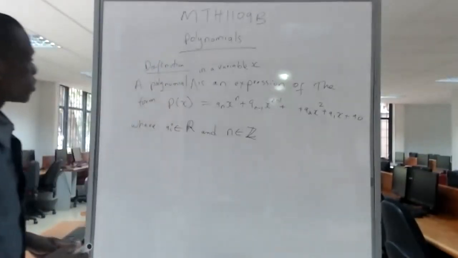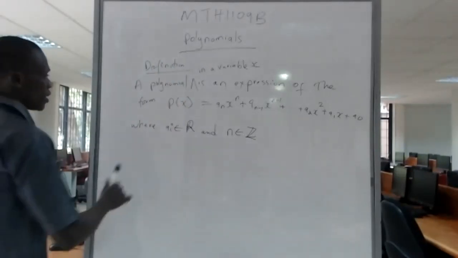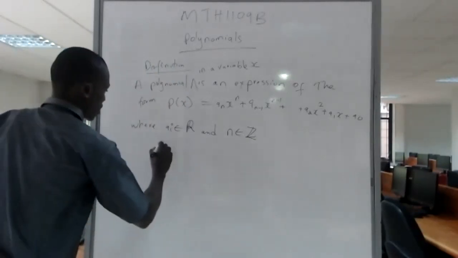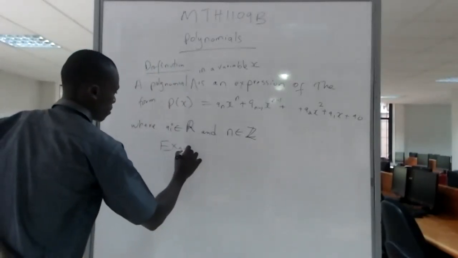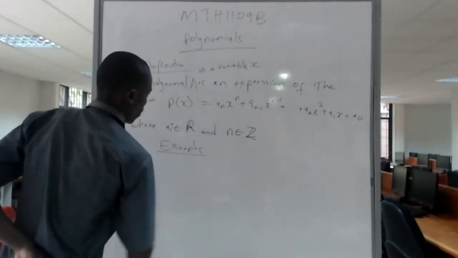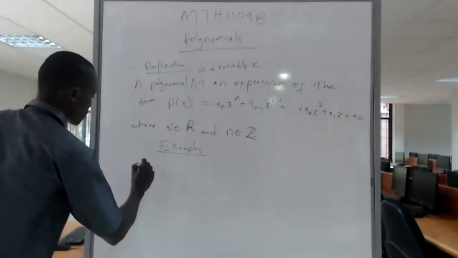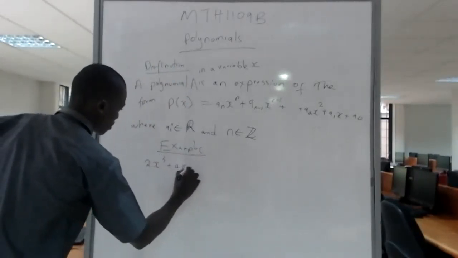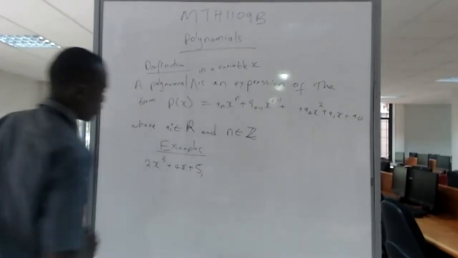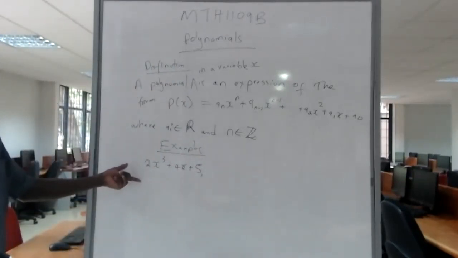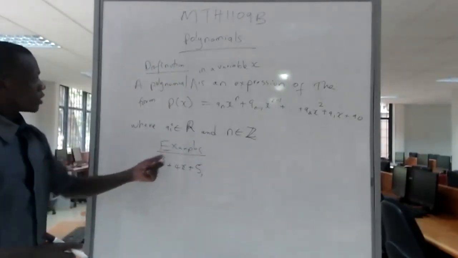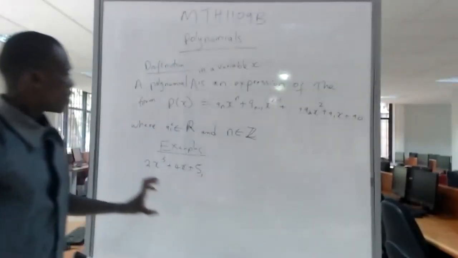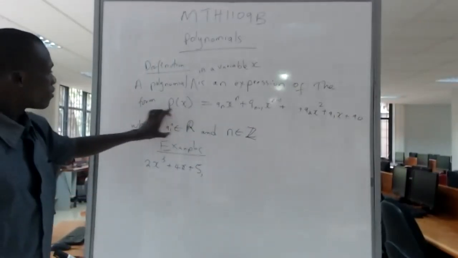So let me give you examples of polynomials, and also I'll give you some expressions which are not polynomials so that we understand what I mean by a polynomial. For example, the expression like 2x cubed plus x plus 5. This is a polynomial. In this expression, a_n, a_(n-1), a_2, a_1, a_0 are called coefficients, and they are real values.